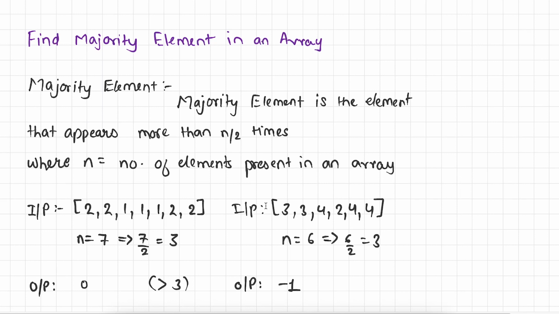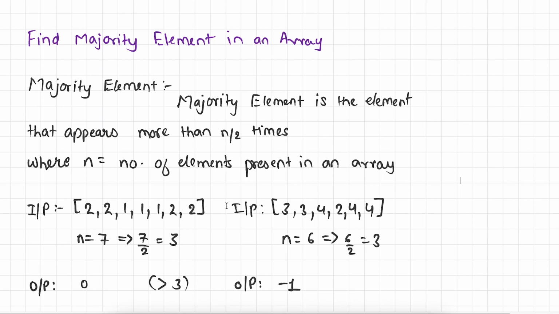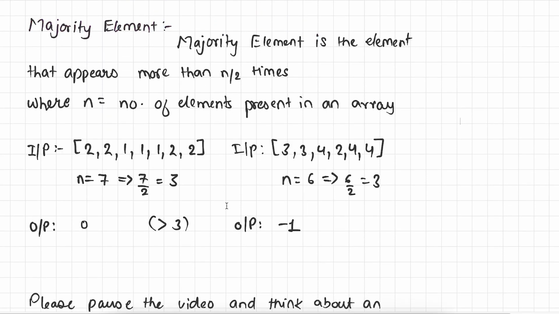In this problem we are given an array and we have to find the majority element in the given array. So first thing first, what does it mean by majority element? An element is said to be a majority element if it appears more than n by 2 times in the given array. And here n is equal to the number of elements present in the given array. So let's move ahead and understand this problem with a few examples.